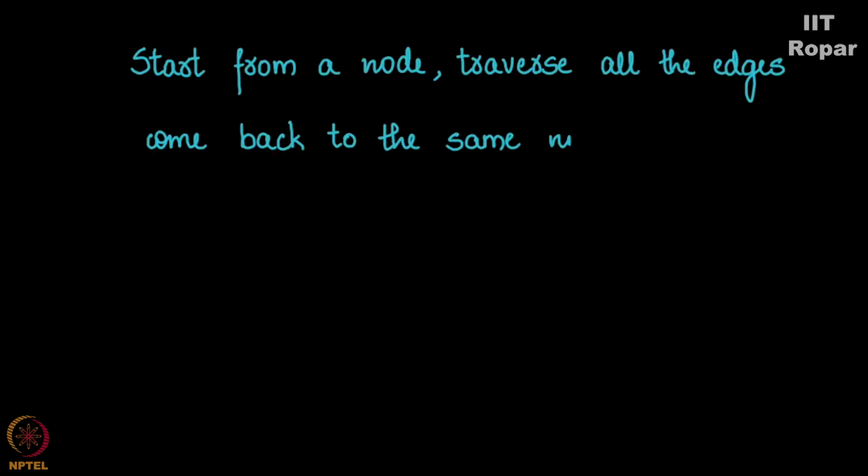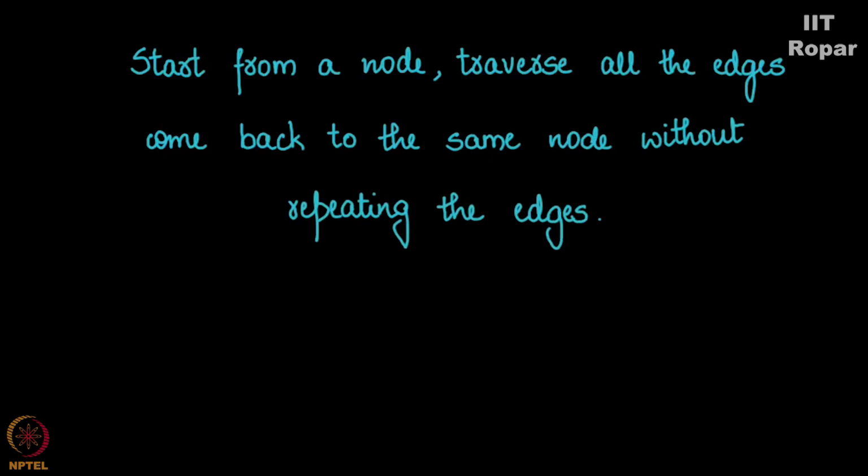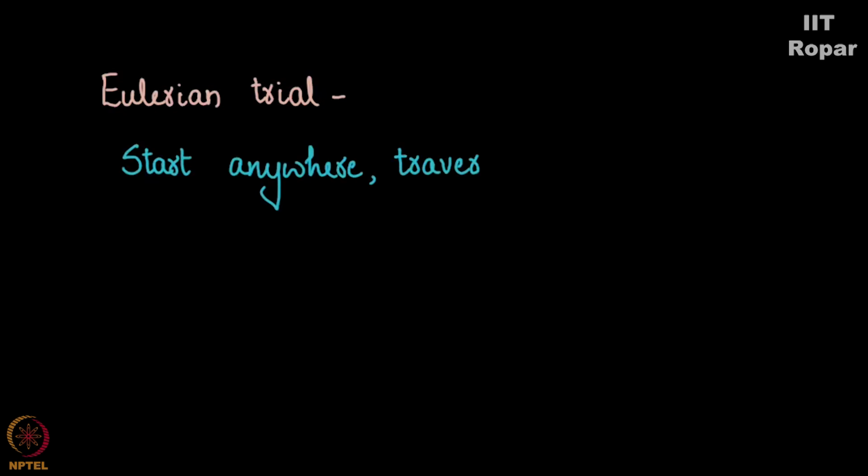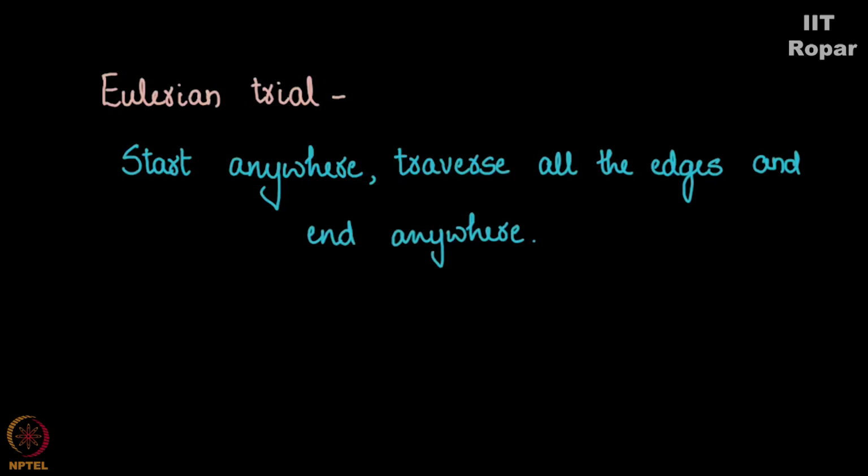The professor has quoted, start from a node, traverse all the edges, come back to the same node without repeating the edges. This is called the Eulerian circuit. Now, if this is the definition of Eulerian circuit, you must be very clear with what is an Eulerian trail. The only difference is that you do not go back to the same node. You can start anywhere, go to all the edges and go to some other node. It is not a closed one. This is called an Eulerian trail.